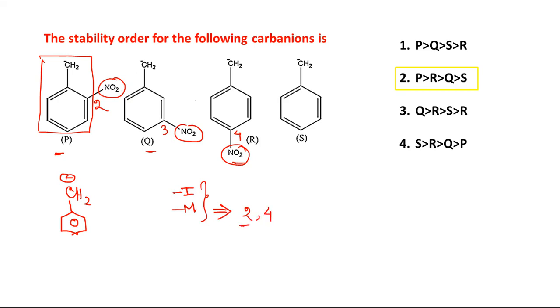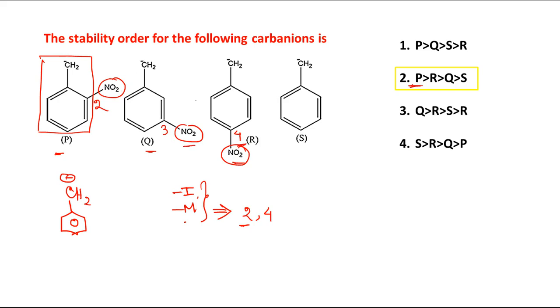Now obviously when it is at position 2, the minus I effect is high because it depends on distance, and the minus M effect is already there. So that is why P should be maximum stable, and after P, in the third species, the minus M effect and minus I both are applicable. So that is why after P there will be R.